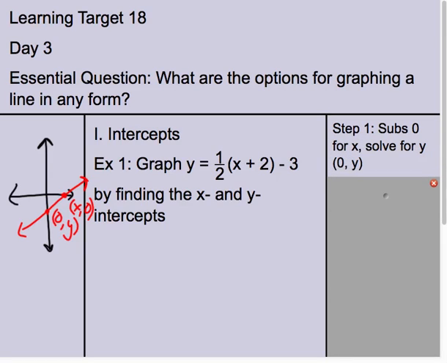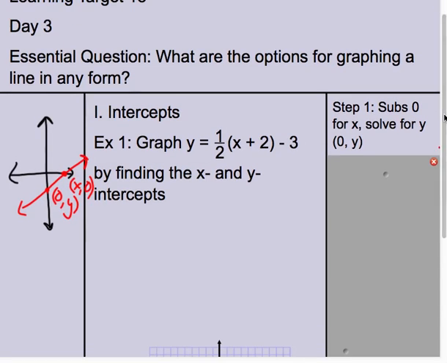So the process would be, it doesn't matter which order you solve for your intercepts in. So my steps 1 and 2 are interchangeable. Substitute 0 for x, solve for y. Now I know some of you like setting up the table. So if you're going to set up a table, what you may want to do is give yourself some room to work. X value, y value.